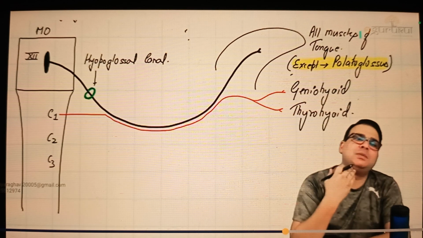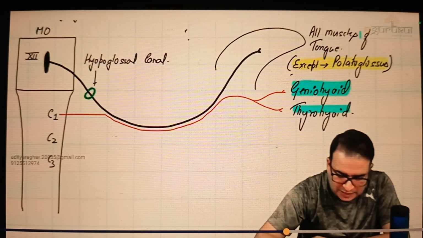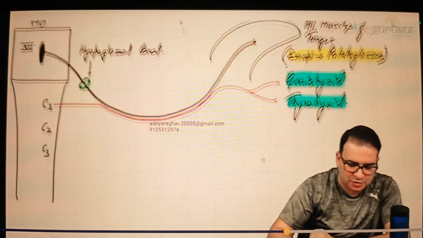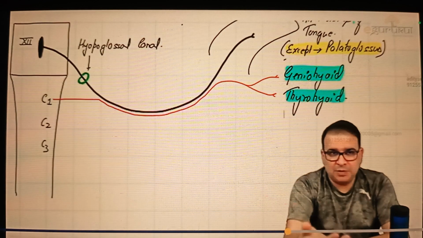Actually, one muscle is above the hyoid bone, one muscle is below the hyoid bone. Geniohyoid and thyrohyoid. That's one thing to remember: although they will look like they're supplied by the hypoglossal nerve, if somebody asks you what is the nerve supply, don't worry about that. Where exactly geniohyoid is, where thyrohyoid is, we will discuss it all. I have to tell you the name of these muscles because we are discussing cranial nerve.